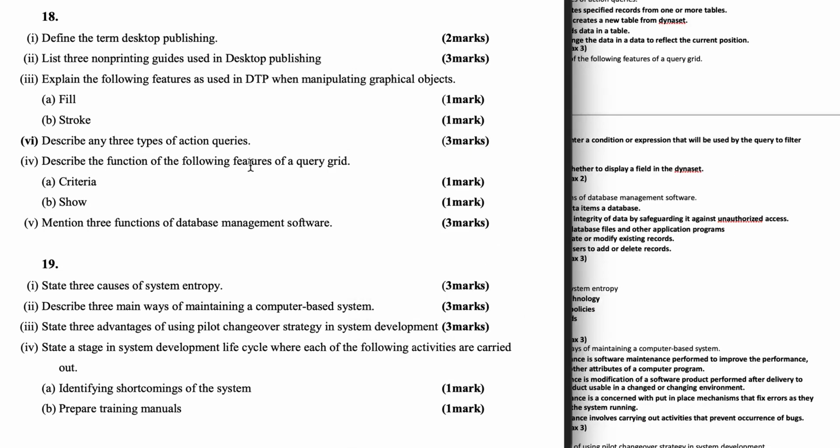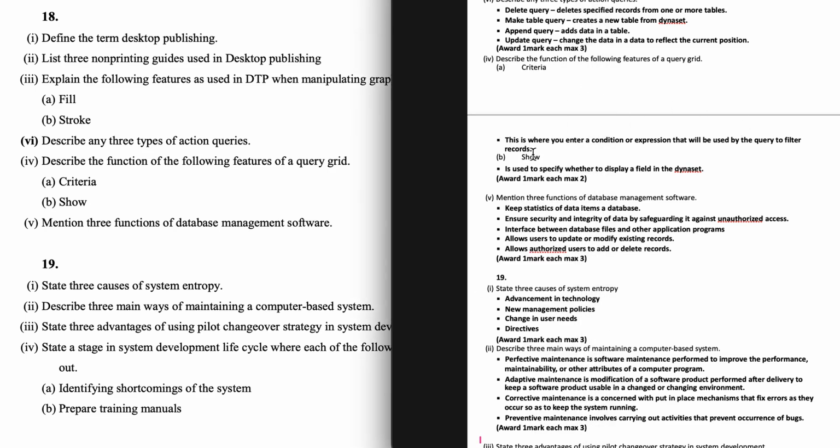Describe the function of the following features of a query grid. Criteria. This is where you enter a condition or expression that will be used by the query to filter records. Show. It is used to specify whether to display a field in the data set.